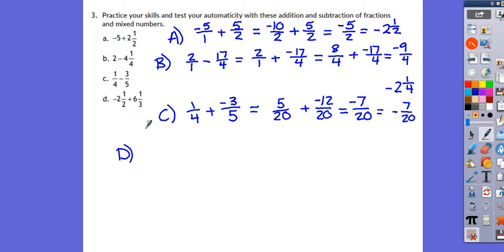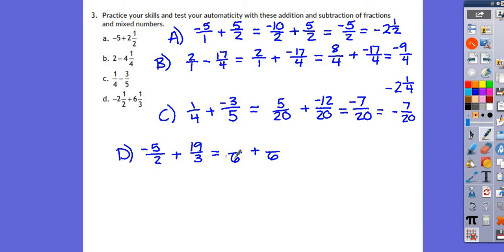First thing I would do here is change them to improper. So 2 times 2 is 4, plus 1 is 5. So negative 5 over 2, plus 3 times 6 is 18 plus 1 is 19 over 3. Then I notice I don't have common denominators, so I need common denominators between a 2 and a 3. I'm going to go with a 6.